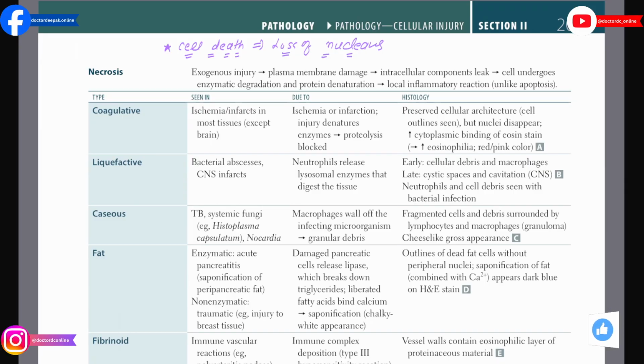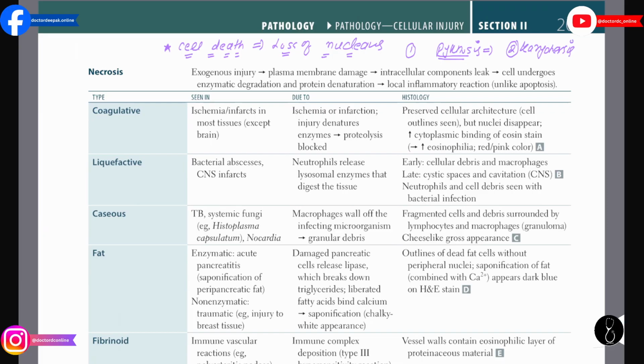There are three mechanisms through which the nucleus is going to be lost. First one is a mechanism which is called pycnosis. What is the meaning of pycnosis? When the nucleus undergoes condensation, it is called pycnosis, and through this the nucleus is lost. The second is through fragmentation. If the nucleus is lost through fragmentation, it is called karyorrhexis. Basically, it is a process in which the nucleus undergoes fragmentation.